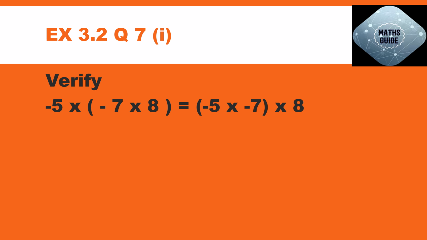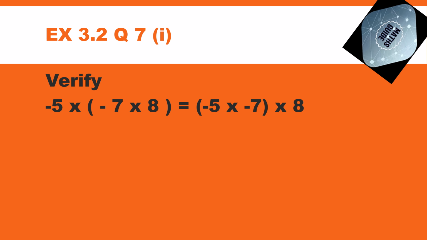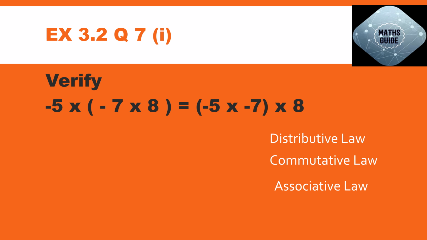This is exercise 3.2, question number 7, and we have to verify this law. But first we have to identify which type of law this is, whether it is a commutative, distributive or associative law. As you can see, we have three integers, so it cannot be a commutative law. But here the arrangement of integers is the same on both sides, and the difference is of grouping or the use of brackets, and this is associative law.